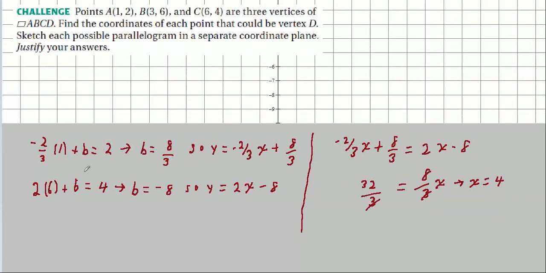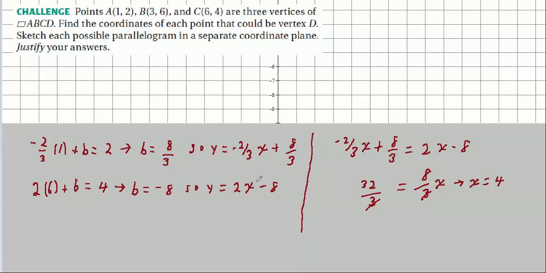Same thing here, we'll get the slope, and we know one point. This time we're going to use the point (6, 4). 2 times 6 plus B equals 4. B equals minus 8, so we get this. That's our equation for the other line.